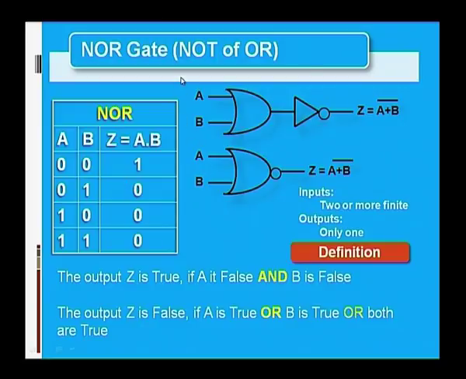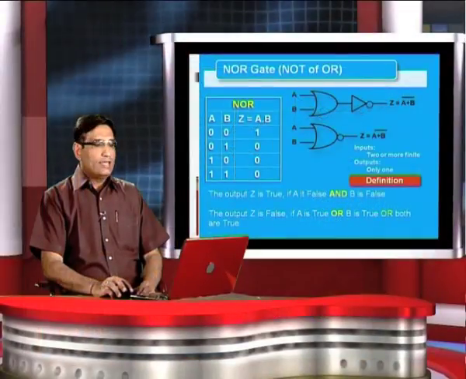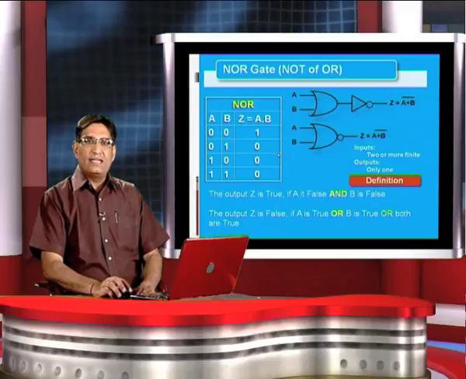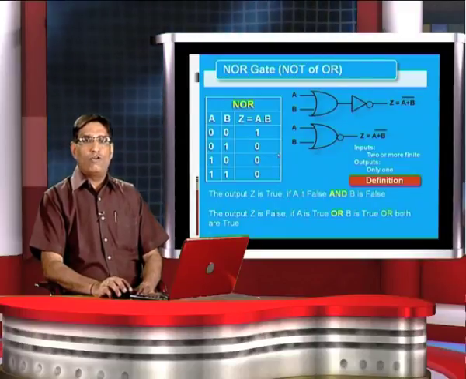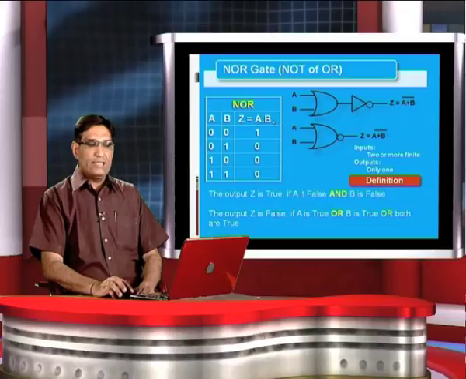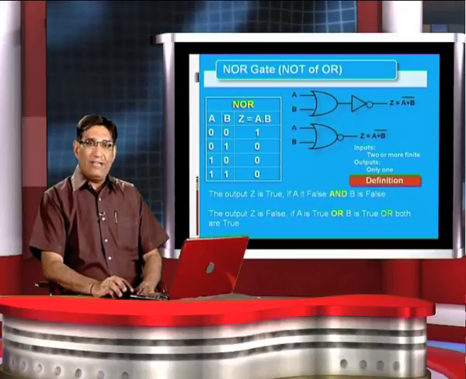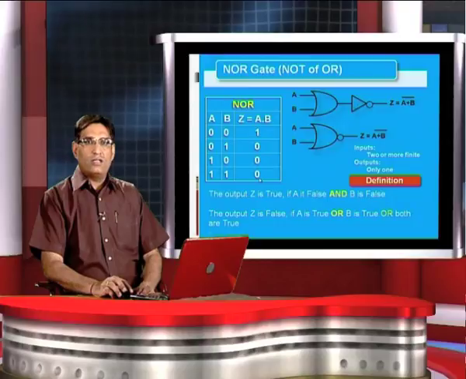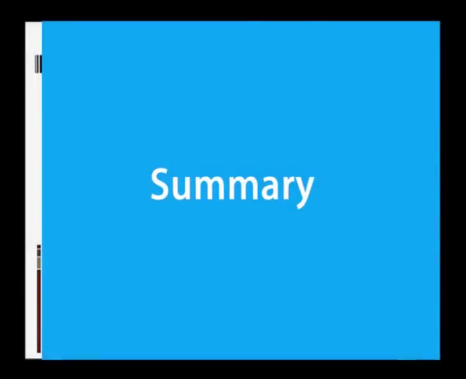The definition of the NOR gate is that the output Z is true if A is false and B is false. That means if both the inputs are false, then the output is true, and the output is false if A is true or B is true or both are true. From this table we can find that this is nothing but the negation of OR. That means OR comprises 1, 1 and 1 here and 0 here, and NOR comprises only 1 here and 0 at all the 3 places.